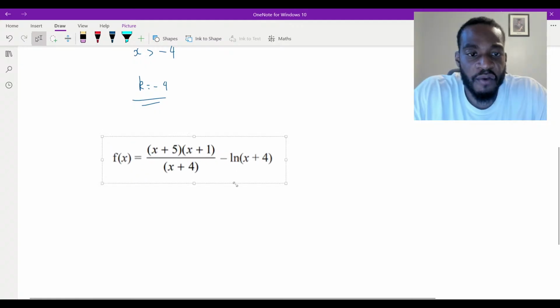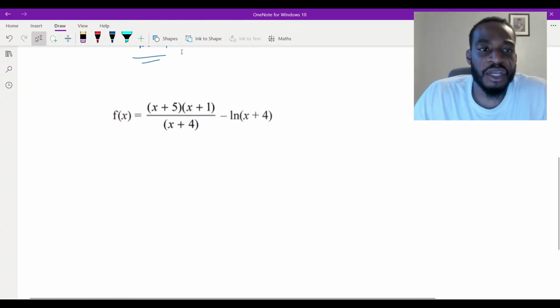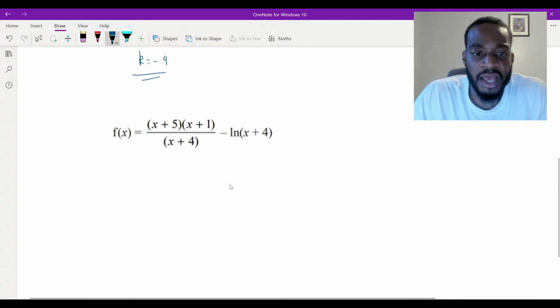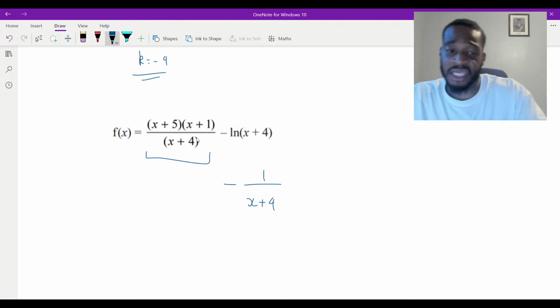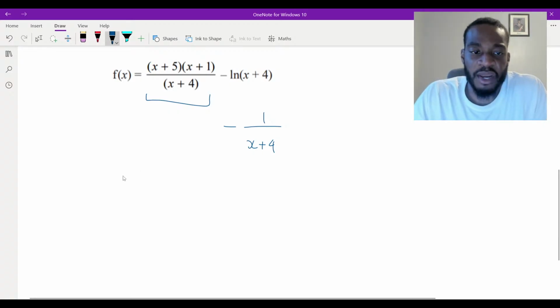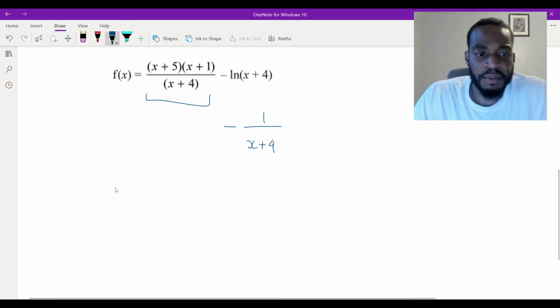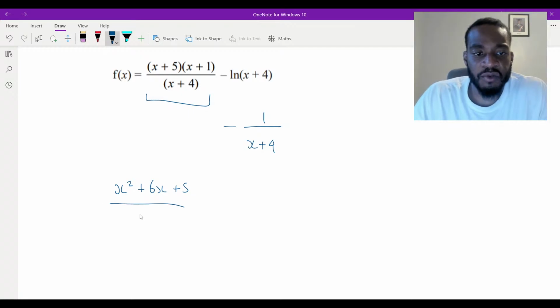That one we need to differentiate, right? So we've got two things to differentiate. Now straight away, that one on the right, we know that's just going to be 1 over x plus 4. Now, how do we differentiate this term? We've got to use the quotient rule. So I'm going to expand the numerator and then use the quotient rule. Expanding the numerator gives x squared plus an x plus another 5x, so it's x squared plus 6x plus 5 over x plus 4.